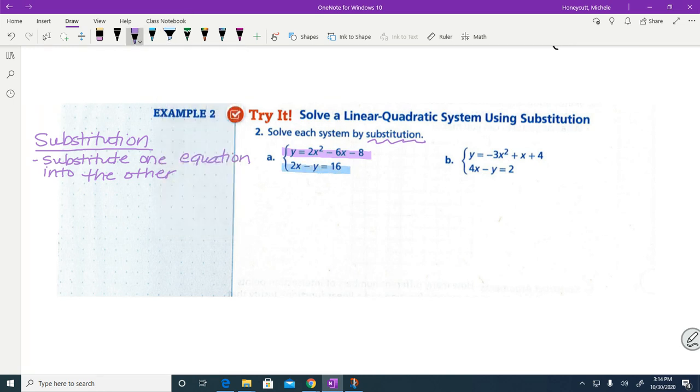Okay, my top equation is already solved for y. The top equation says y is the same as 2x squared minus 6x minus 8. So I'm just going to replace the y in the second equation with 2x squared minus 6x minus 8. That's going to allow me to rewrite the second equation as 2x minus, and instead of y, I'm going to substitute in 2x squared minus 6x minus 8, because the top equation says that y is the same as 2x squared minus 6x minus 8.